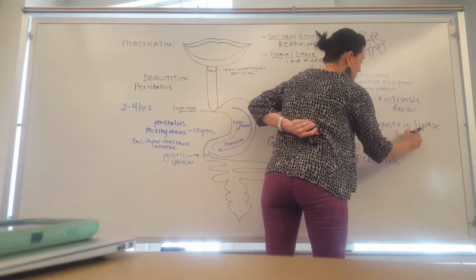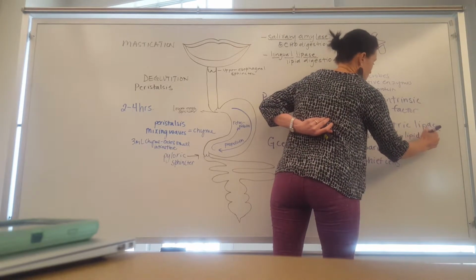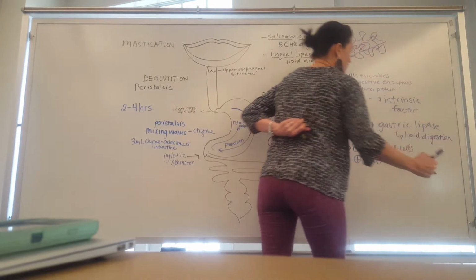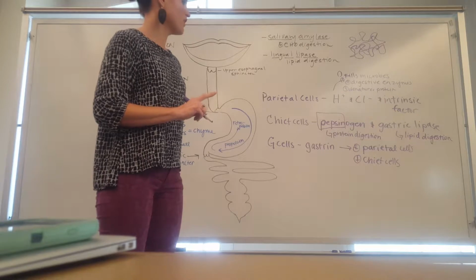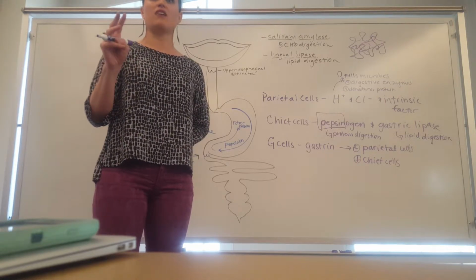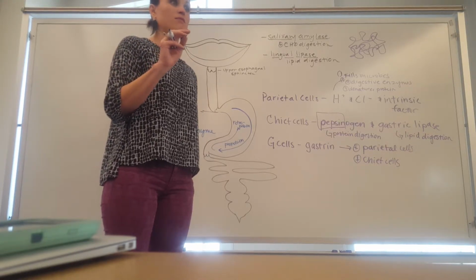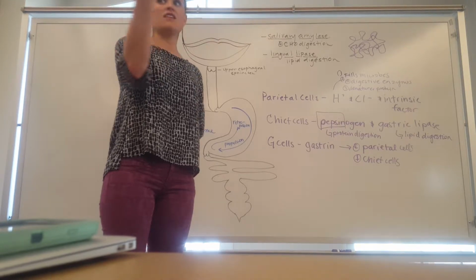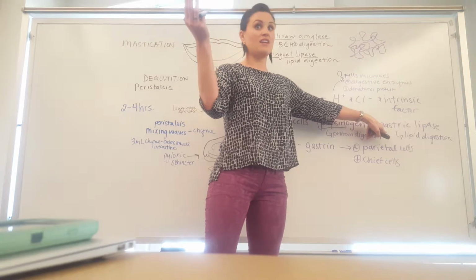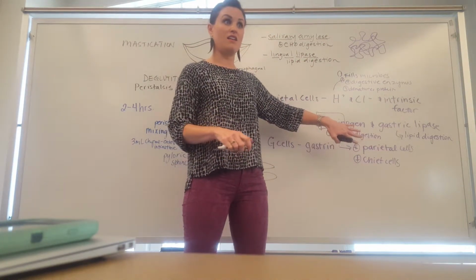And gastric lipase is also responsible for lipid digestion. So thus far, in the stomach, we have 3 digestive enzymes in action. What are they? Lingual lipase, pepsin, and gastric lipase. Exactly. Salivary amylase is inhibited by the acidic environment. All right?